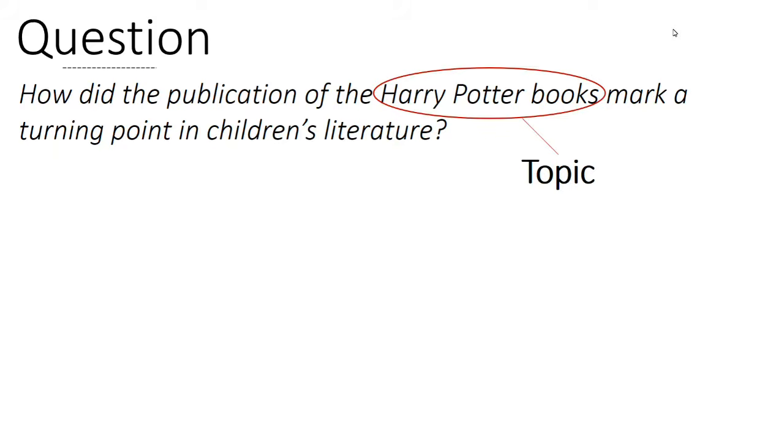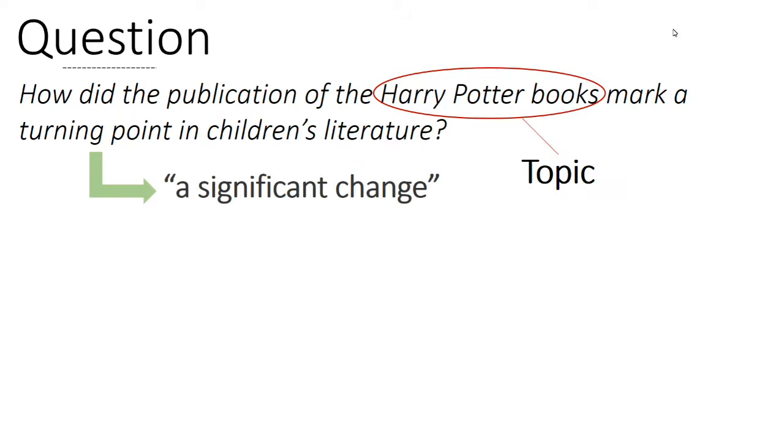So we see that the overall topic is the Harry Potter books. But what's a turning point? A turning point means a significant change. So that indicates that before the Harry Potter books were published, there was a common characteristic or a pattern that defined children's literature. When the Harry Potter books came along, they caused a shift in that pattern.